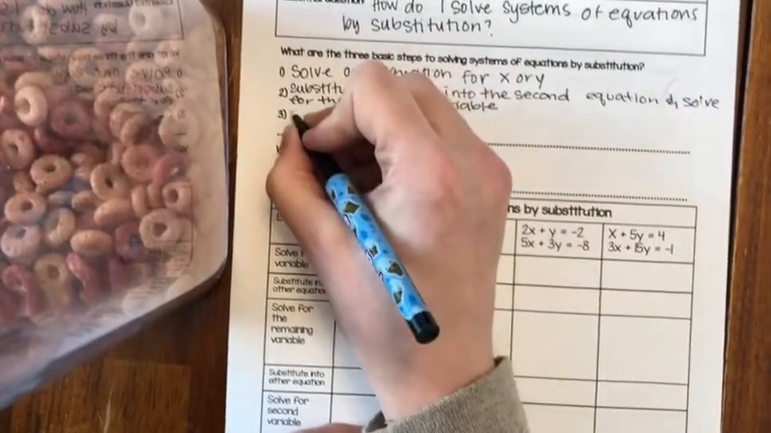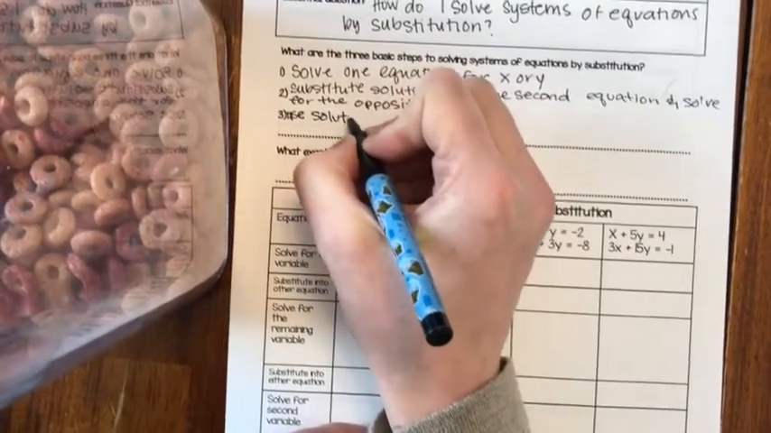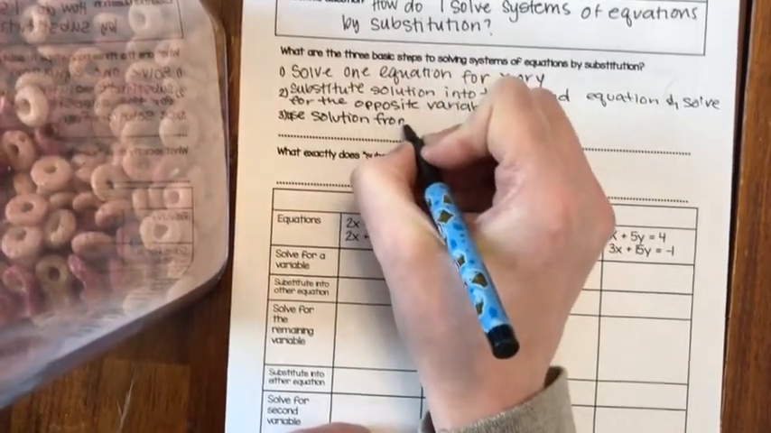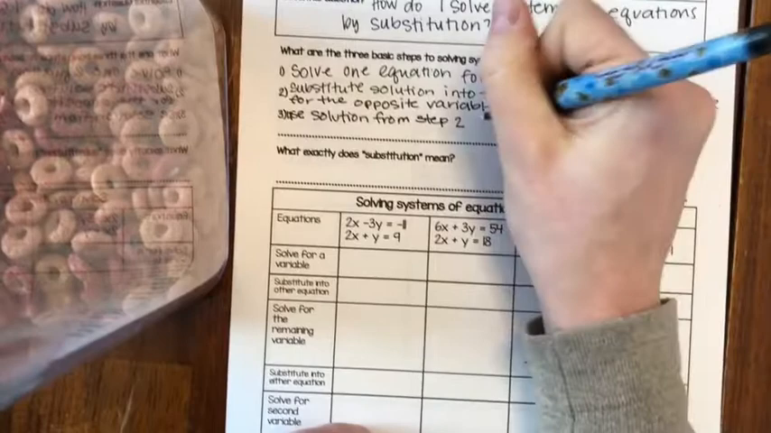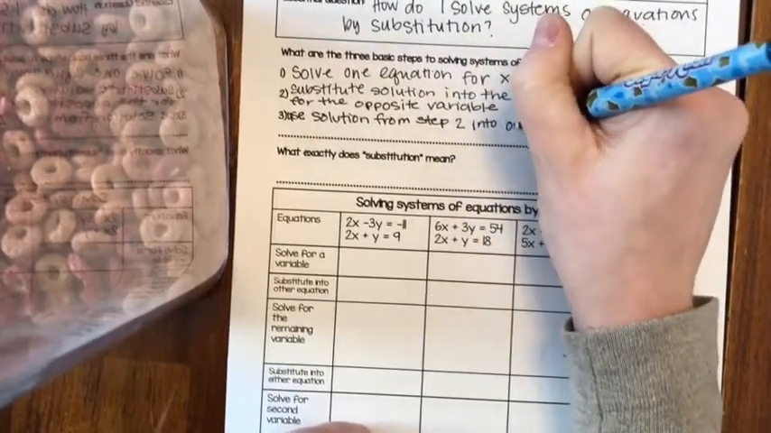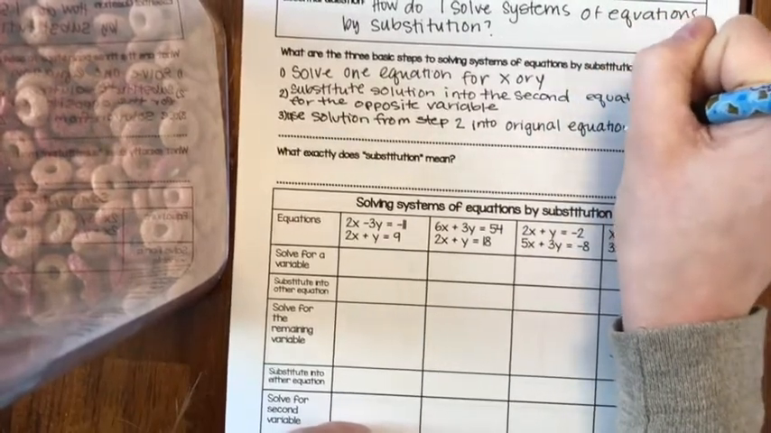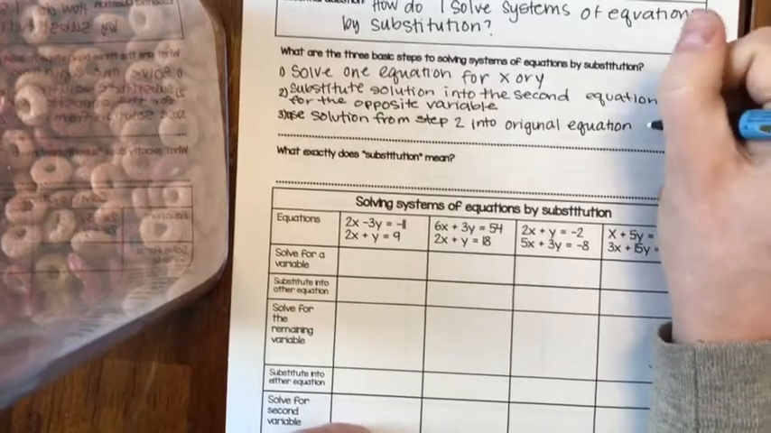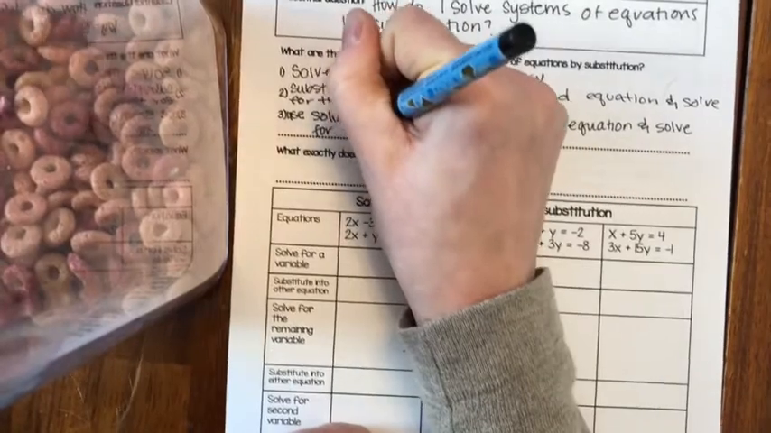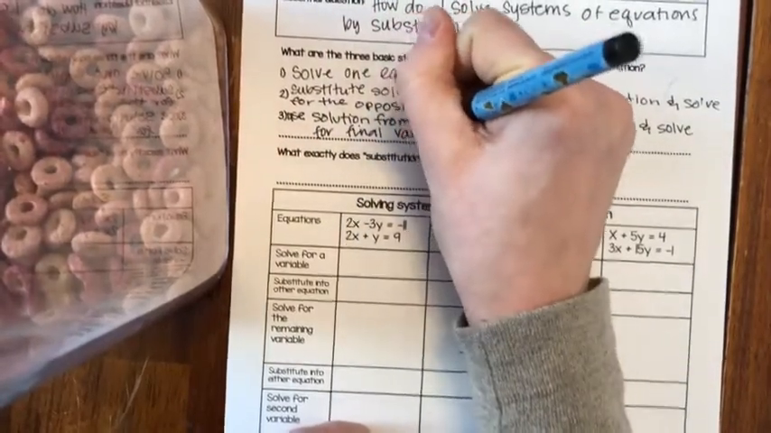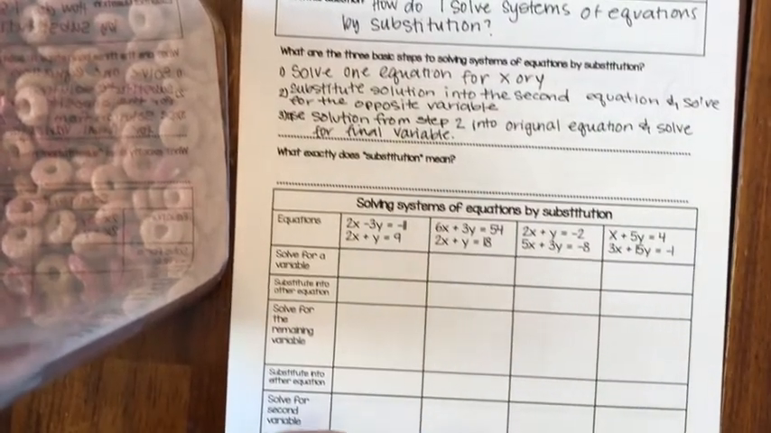And then finally, we're going to use the solution from step 3 or 2 in the original equation and solve for that variable. I think the steps will make more sense when we start going into what we're doing.